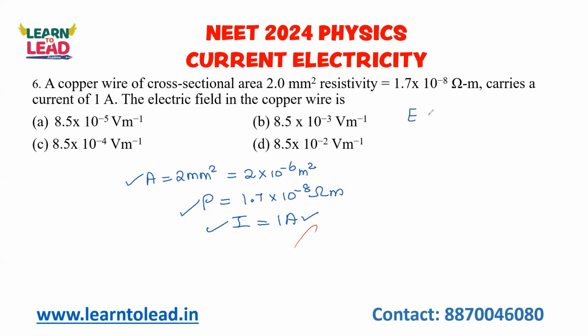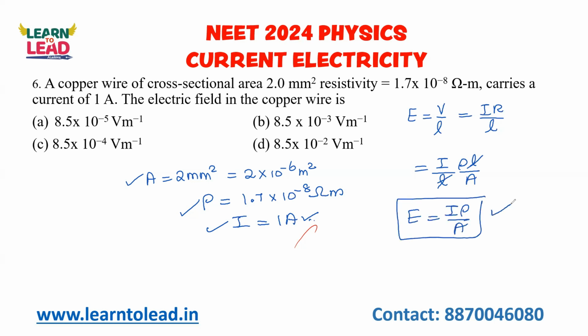We know that electric field is nothing but electric potential per unit length, and V is equal to IR according to Ohm's law. So V is equal to I into R, and E is V by L. We know the value for I, but we don't know the values for R and L. So for that, you can write E as I into R by L. What is R? R is equal to rho L by A. So you can cancel L. So electric field is equal to I into rho by A.